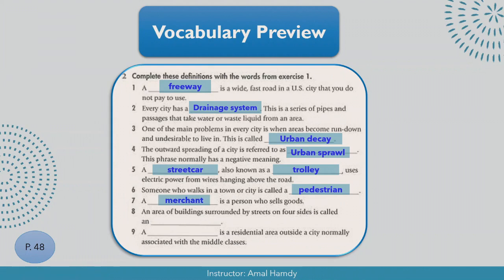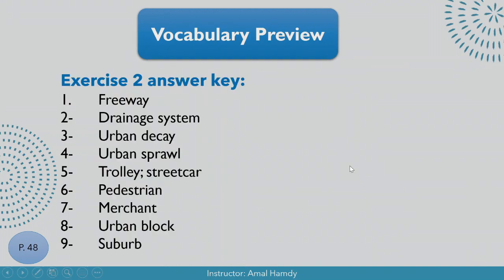It's a merchant. And number 8, an area of buildings surrounded by streets on 4 sides is called an urban block, as we have said and illustrated in the picture. And lastly, the residential area outside a city normally associated with middle classes, of course he's referring to the suburb. So I guess this exercise was pretty easy if you understood the meaning of each word before doing this exercise.